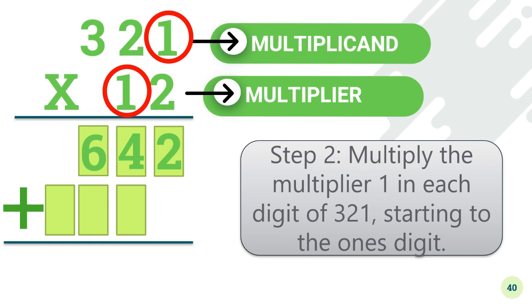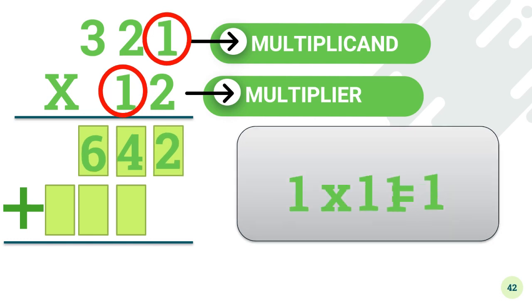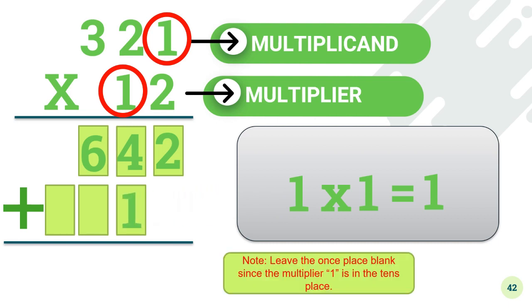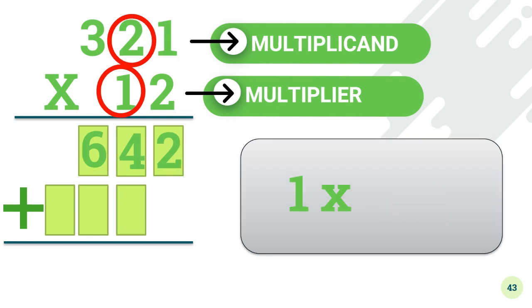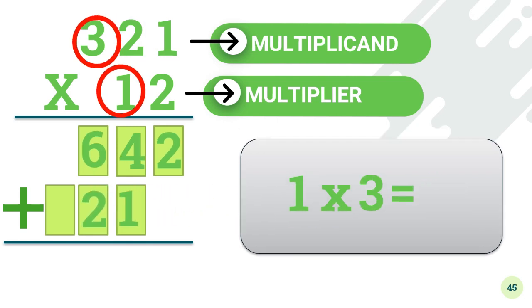So we have 1 times 1 is equal to 1. Remember, in writing the partial product, take note that you need to leave the ones place blank since the multiplier 1 is in the tens place. Then, 1 times 2 is equal to 2, and 1 times 3 is equal to 3.